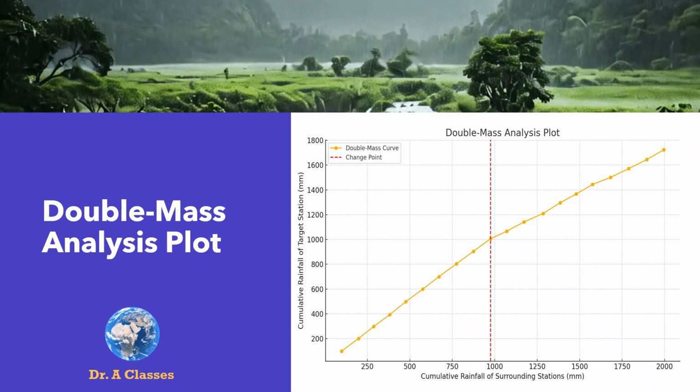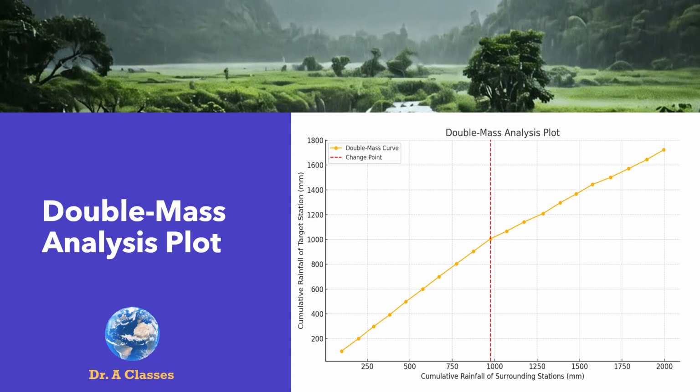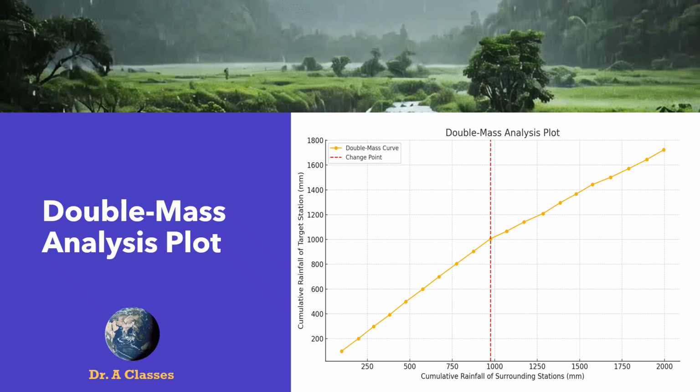This suggests that during this period, the target station was recording rainfall data accurately and in harmony with the regional trends. Change in slope. Red dashed line: a noticeable kink or break in the curve occurs around the 10th point. This indicates a change in the relationship between the two data sets, suggesting that something affected the target station's data consistency. Common causes could include a relocation of the station, change in the instrumentation, urban development nearby, or observer error.